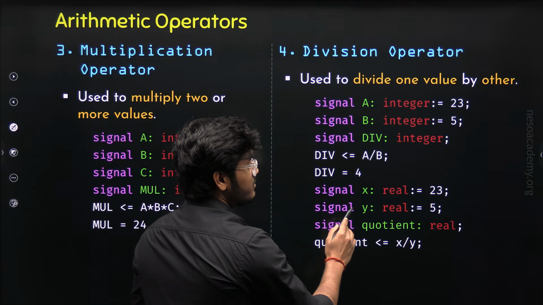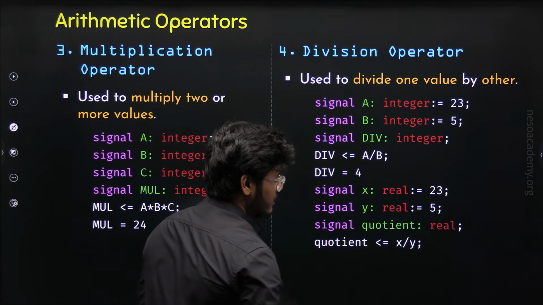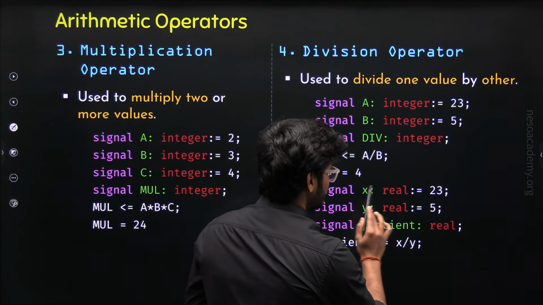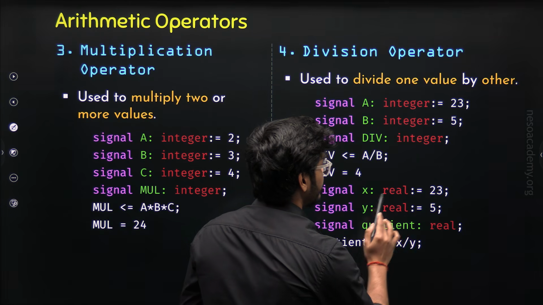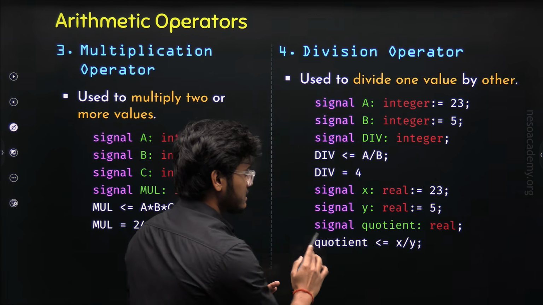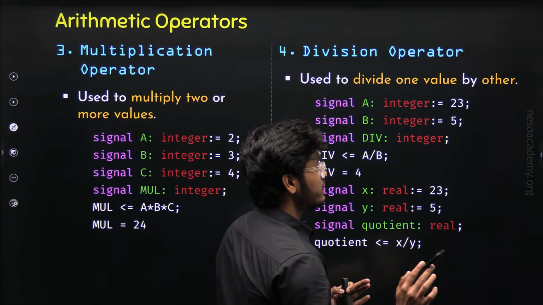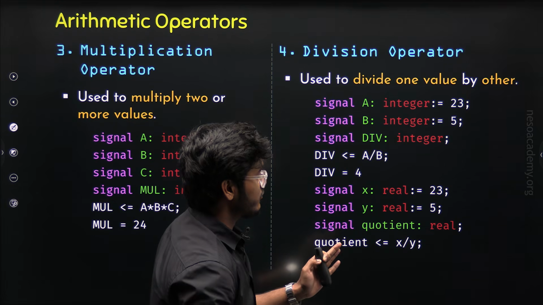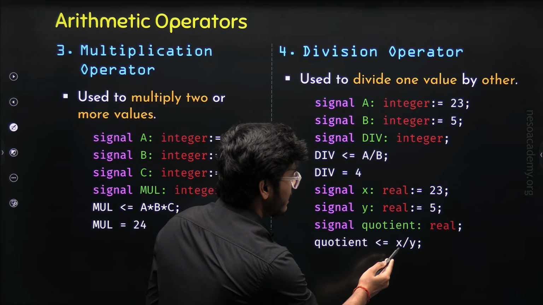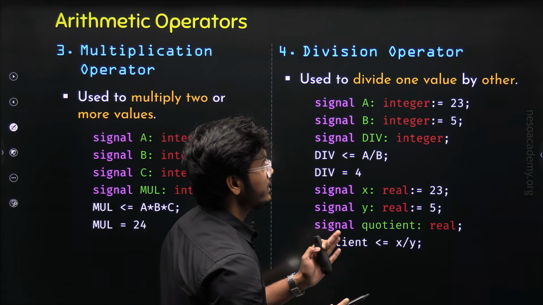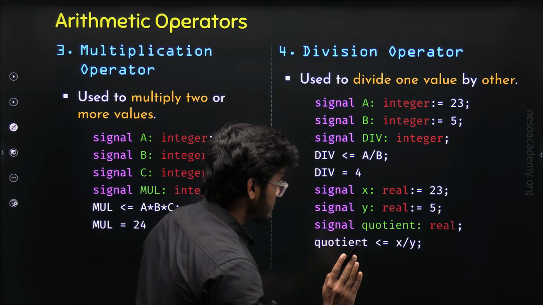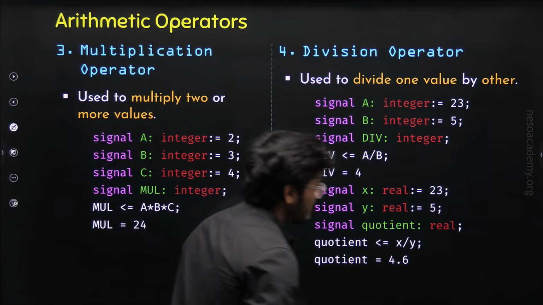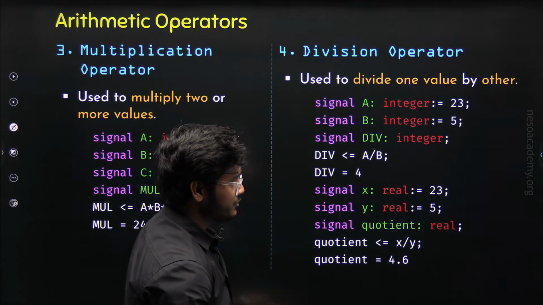Example, here I am taking two signals x and y with data type real and the same values, x equals 23 and y equals 5, and creating another signal named quotient with real data type to store the quotient. Here when we perform the operation x divided by y, meaning 23 divided by 5, this time quotient will have the value 4.6. So I hope the difference is clear to you.